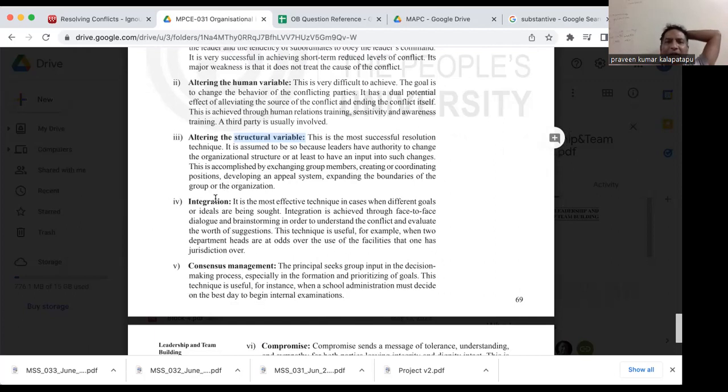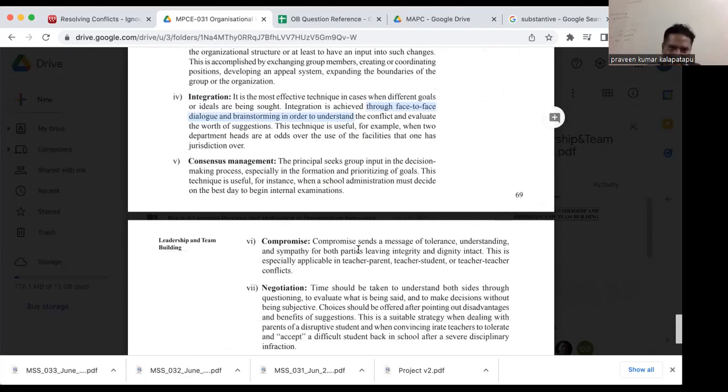Now integration. This is about aligning the goals and ideas. You bring a common consensus between two groups or individuals by having discussion to bring different goals or ideals together, basically, right? This is achieved through face-to-face dialogue or brainstorming in order to understand the conflict and evaluate suggestions. So you are bringing two things together and trying to integrate those goals.